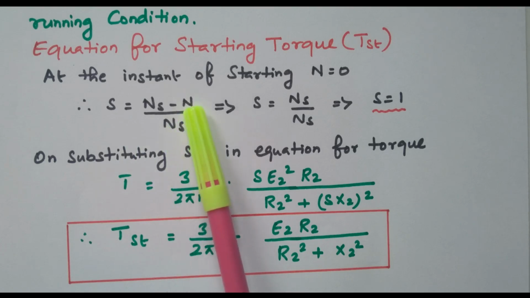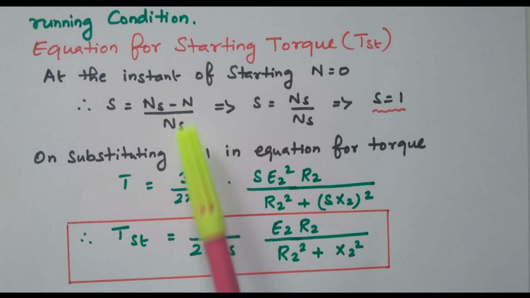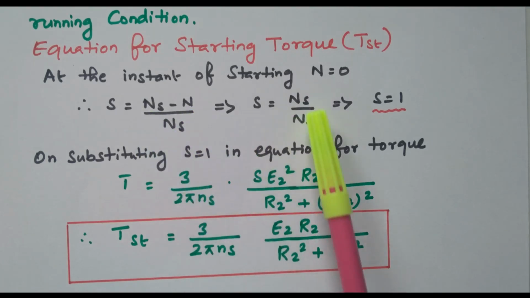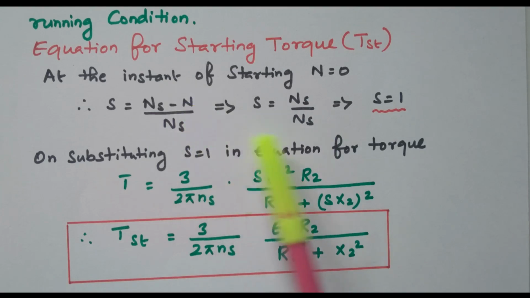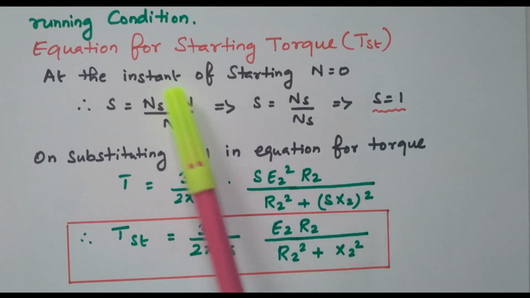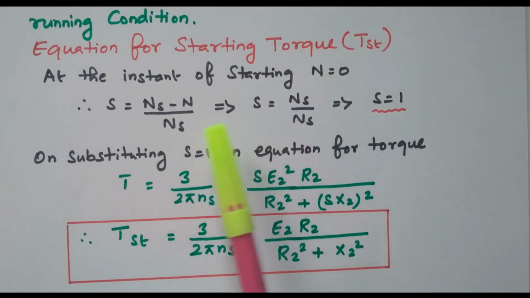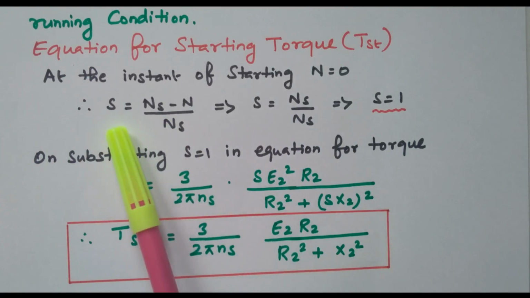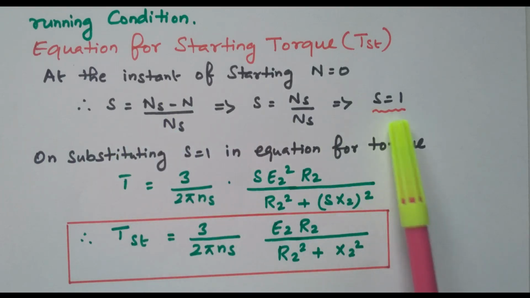So in this, now N is equal to 0. There is no speed at the standstill at the starting. So this equation becomes Ns minus 0 by Ns, so Ns by Ns gets cancelled. So s equal to 1. At the starting the speed is 0, and when the speed is substituted in the slip, we get the slip equal to 1.